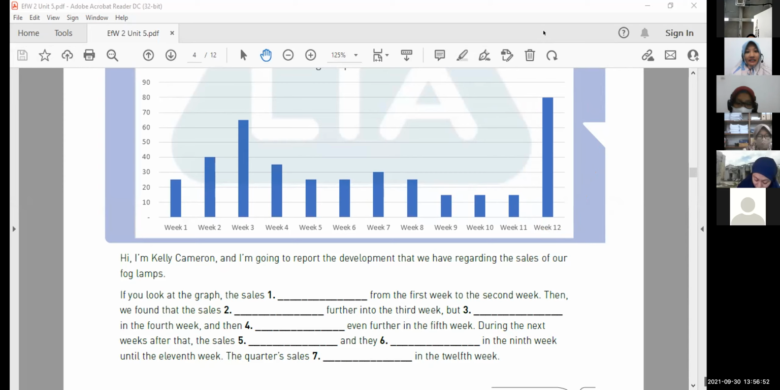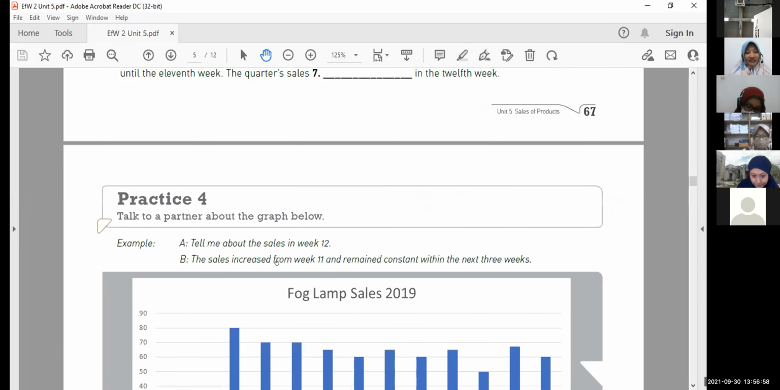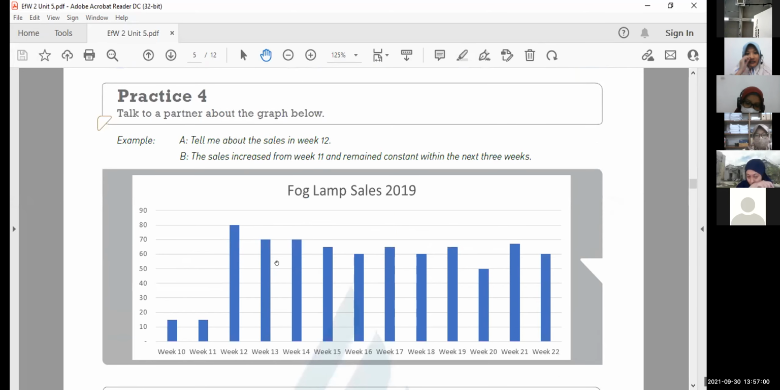So now it's your turn. It's your turn to try to explain the chart on the next practice. I want you to try to have a Q&A session. For example, this is the example. Tell me about the sales in week 12. The sales increased from week 11 and remain constant within the next 3 weeks.